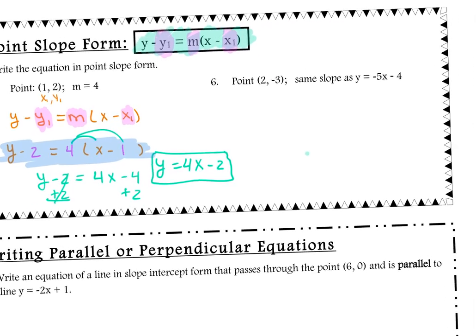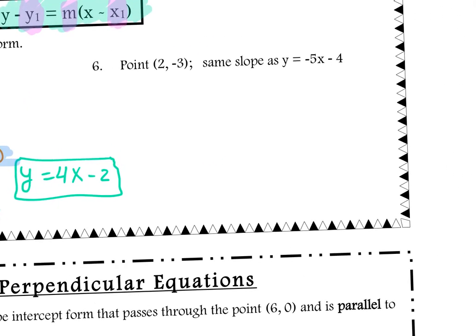All right, moving to question 6. It says point 2 comma -3 and has the same slope as y equals -5x minus 4. The first thing I would do is try and pull out the slope from the equation that's given to us. So if you notice, it is in y equals mx plus b form. And we know that m stands for slope. So I need to look at my m right here, which is going to be -5. So now I have everything. I'm going to go ahead and start plugging into this formula.